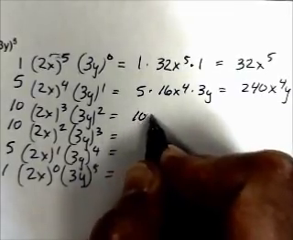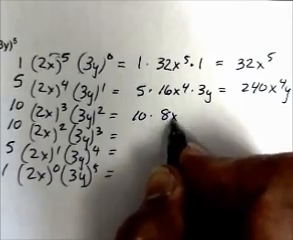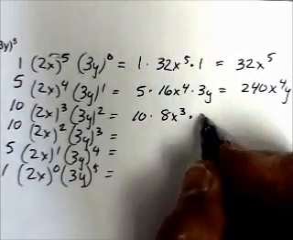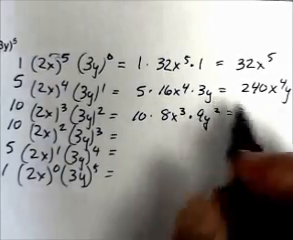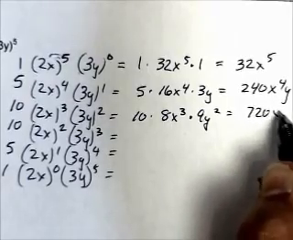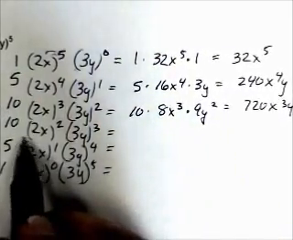Next we have 10 times 2x to the 3rd. 2 to the 3rd is 8. X to the 3rd times 3y squared. 3 squared is 9, y squared. Well, that's good. So that's 72 times 10. That's 720, x to the 3rd y squared. Trying to speed up a little.